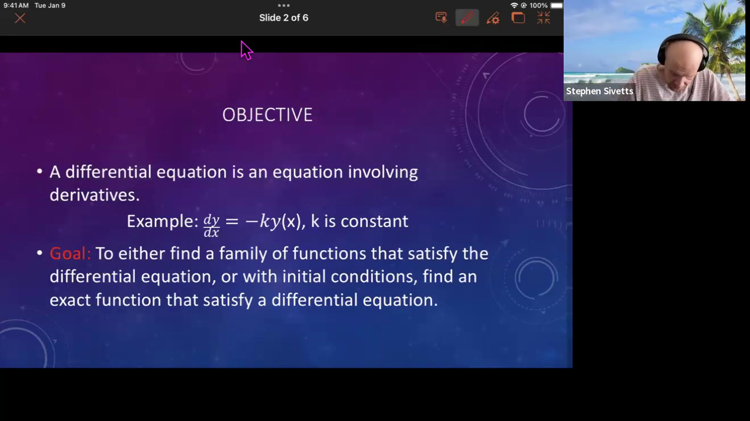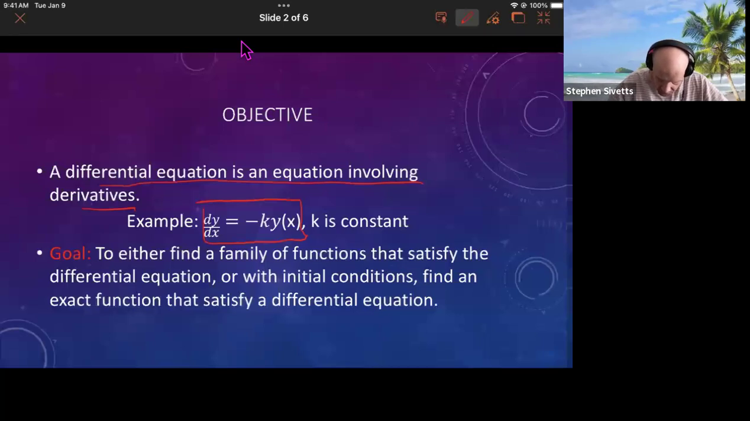In layman's terms, it's an equation involving derivatives, right? So here's an example of a differential equation: dy/dx is equal to negative k times y of x, and k is a constant, okay? So our goal here is to figure out what family of functions would satisfy a differential equation like this.